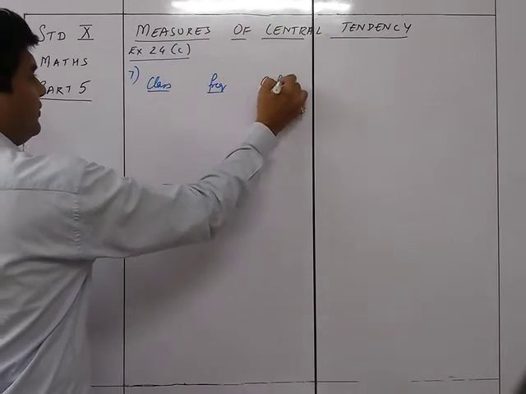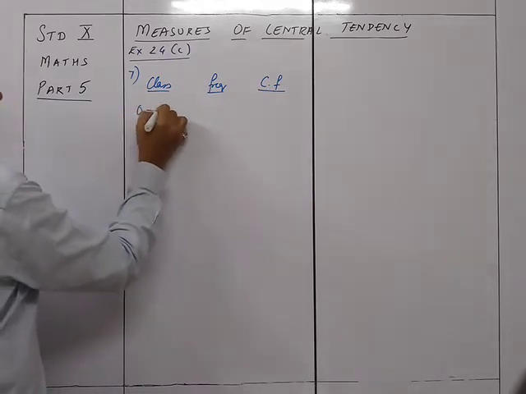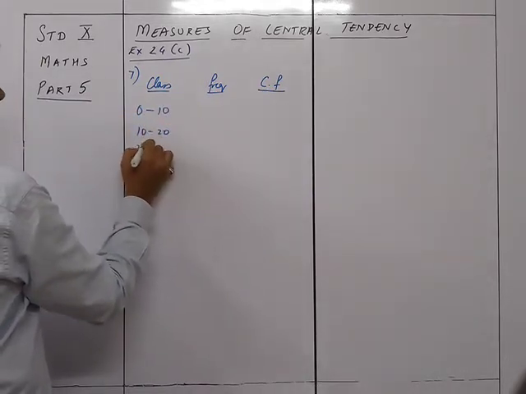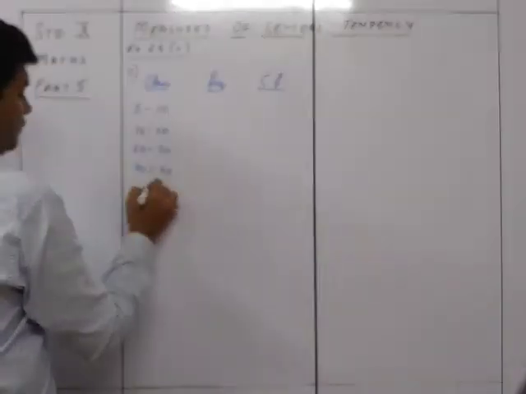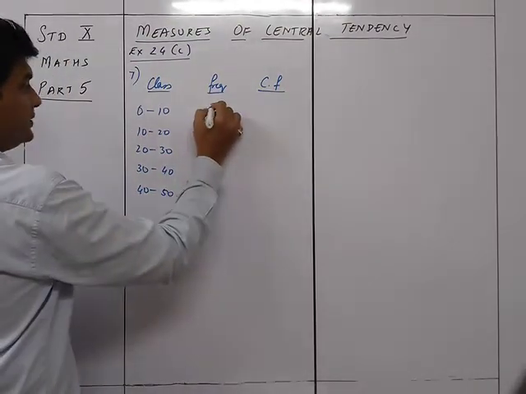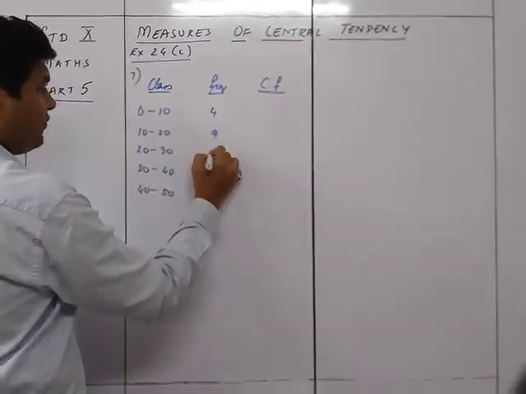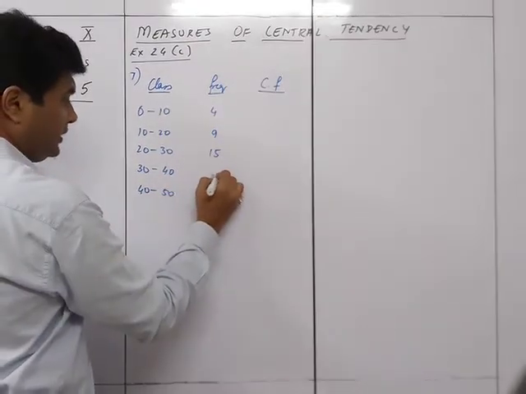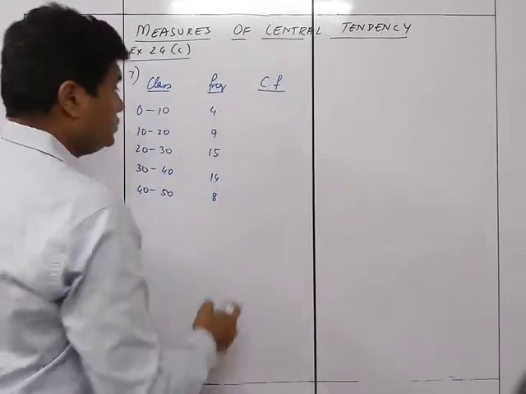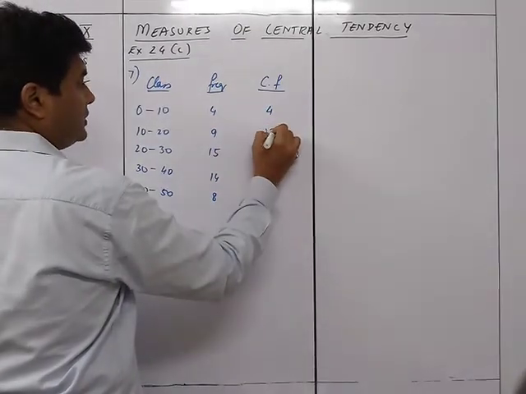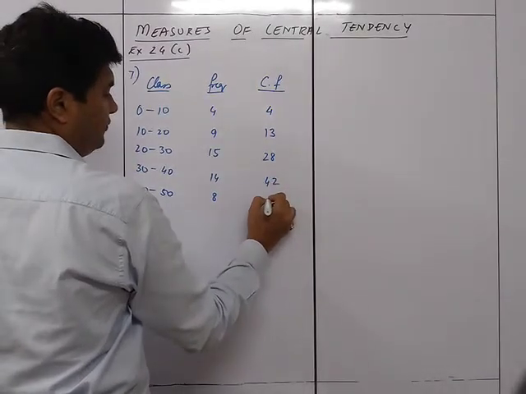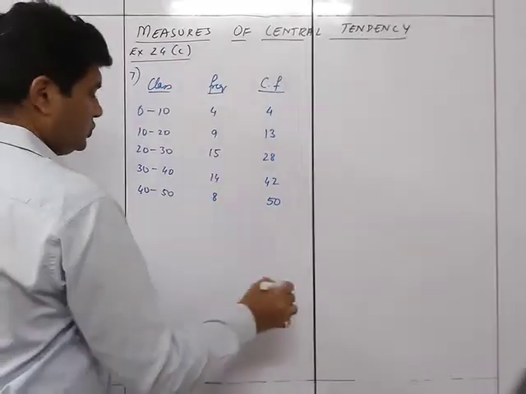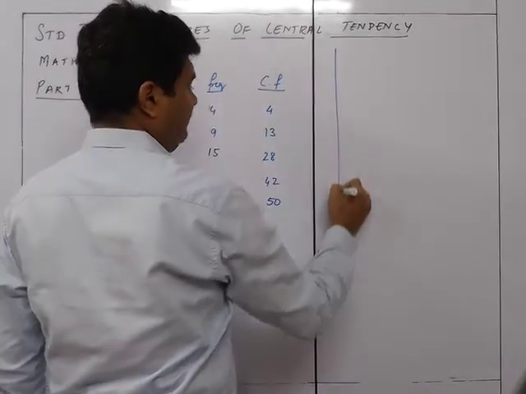We will require the cumulative frequency. The classes are 0 to 10, 10 to 20, 20 to 30, 30 to 40, 40 to 50. And the frequencies are 4, 9, 15, 14 and 8. So we have got our cumulative frequency: 4, 13, and then 28, and then 42, and then 50. So we got n is equal to 50. Okay. So now the graph.